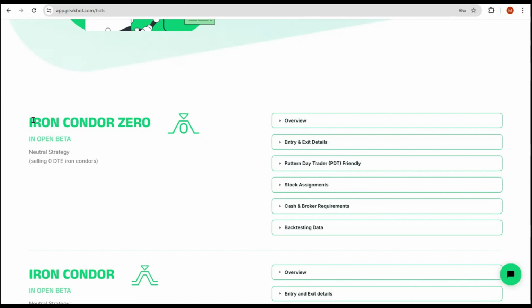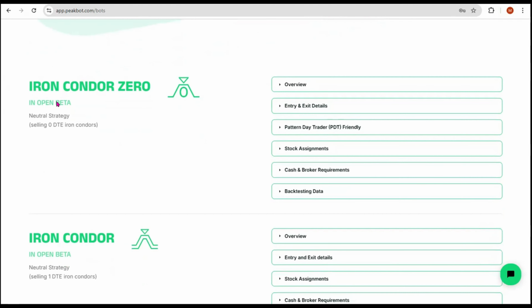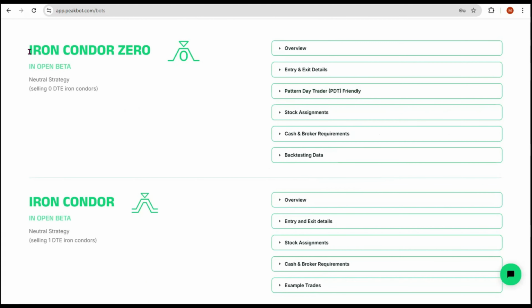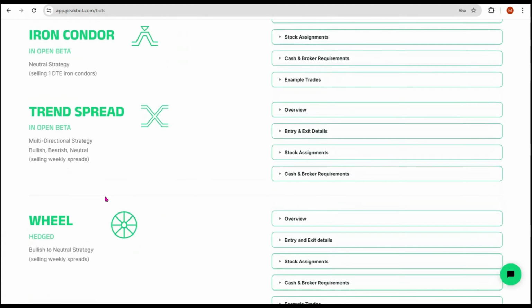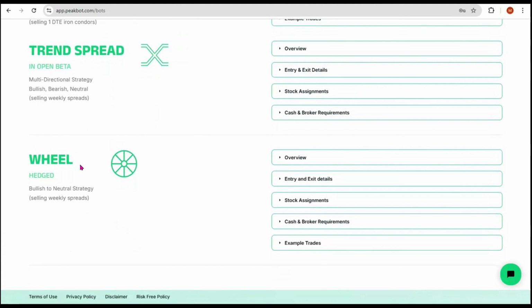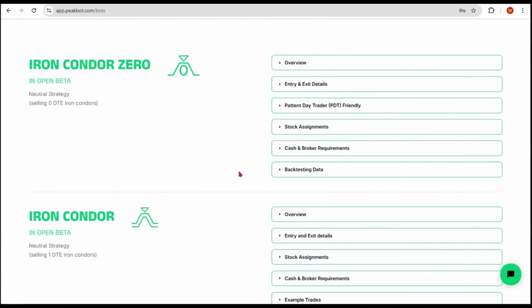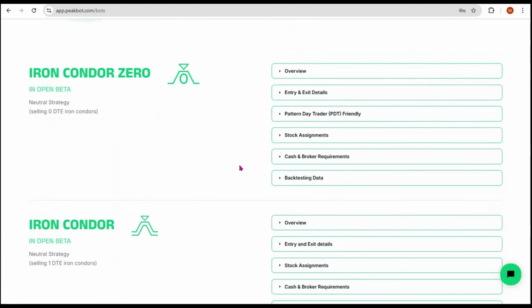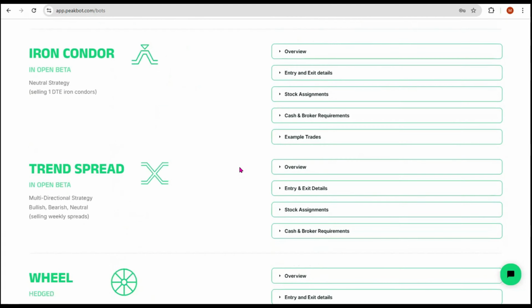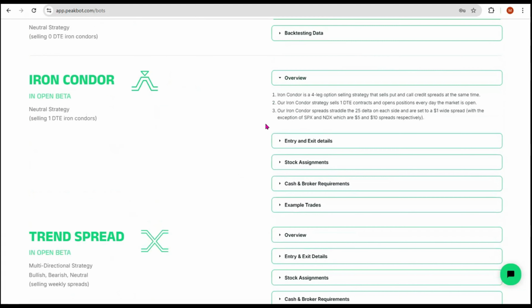So the Iron Condor Zero, which is in beta, is selling a 0 DTE. That means it sells the same day it expires. So they're doing Iron Condor Zero as an option, Iron Condor, a trend spread, and a wheel hedged. So really, we could look at all that if you want. It's all on their site. We are specifically looking at the Iron Condor.